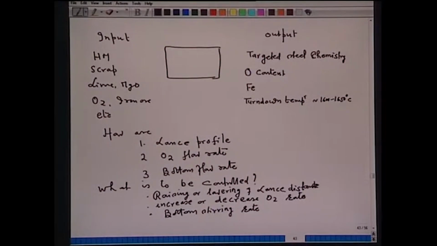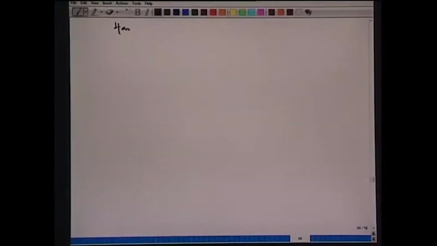So, we can control these three parameters that are in our hand in order to get the output. Now, how can they be controlled? Just the three that I have listed: the launch distance, the bottom flow rate and the oxygen flow rate.